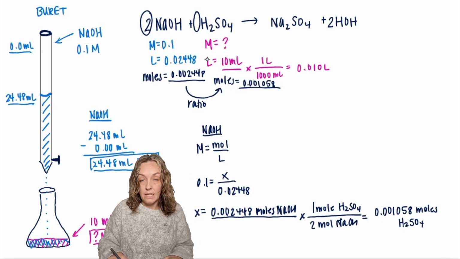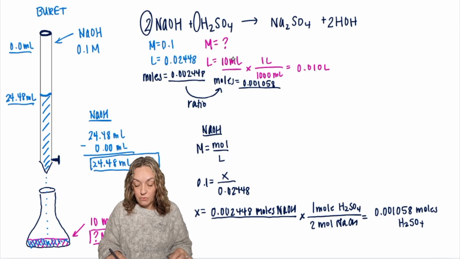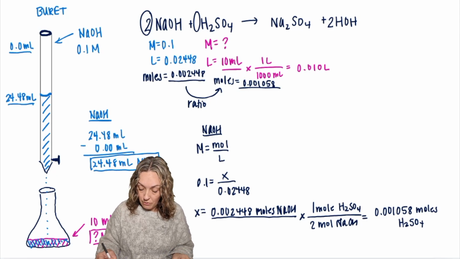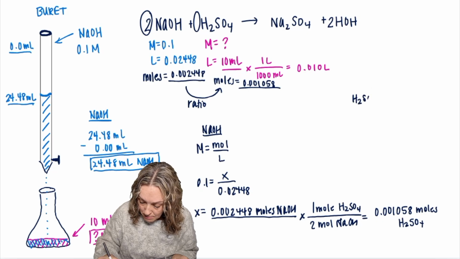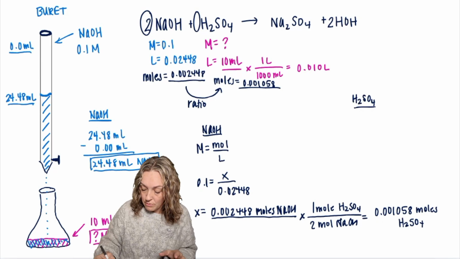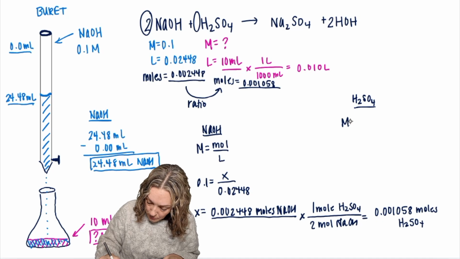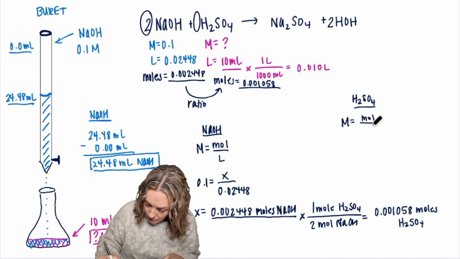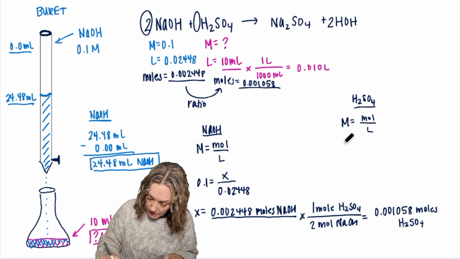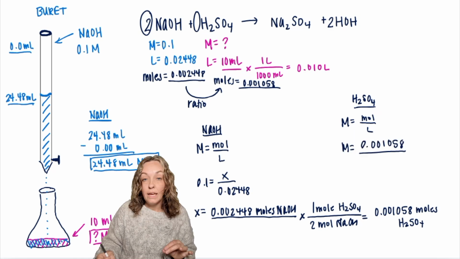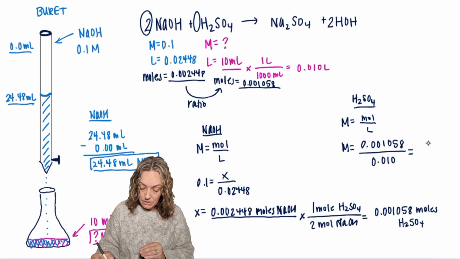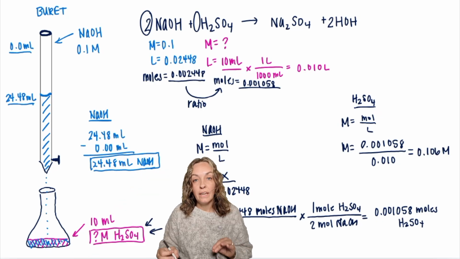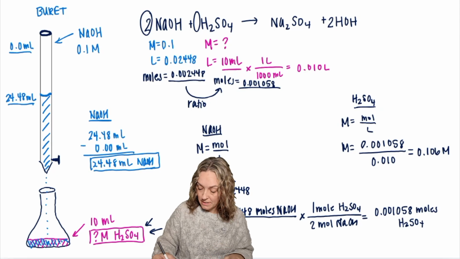If I know the moles and I know the liters of my H2SO4, that means that I can now solve for molarity. So I'm going to use my molarity equation again, but this time I'm going to use it for my H2SO4. My molarity equals moles over liters. I'm going to substitute in what I know. I know my moles and I know my liters. I can then divide in order to solve for my molarity, and when I do that I get 0.106 molar H2SO4.